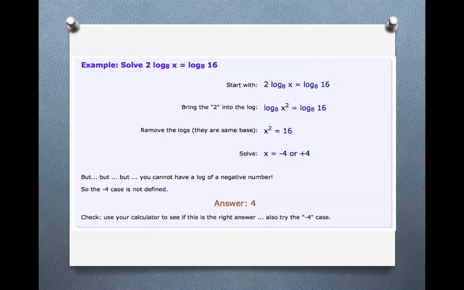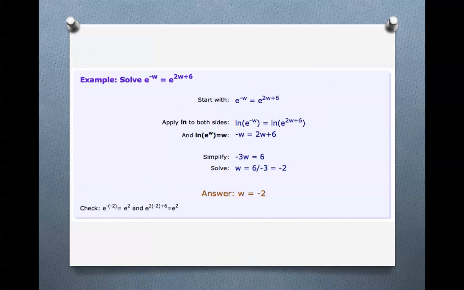So solve 2 log base 8 of x equals log base 8 of 16. What we can do is take this 2 and put it as the exponent on x, x squared, because we can use one of the rules that I gave you in reverse. And that way the log base 8 and log base 8 remove the logs. They're the same base, so they don't matter anymore. So x squared equals 16. So x can either equal negative 4 or positive 4. But you can't have a log of a negative number, so it must be the positive 4. If you don't believe me, check it in the calculator.